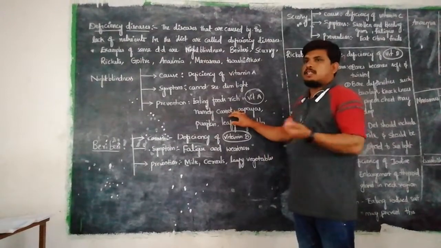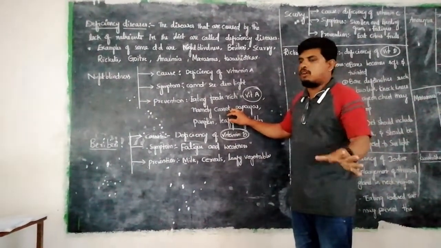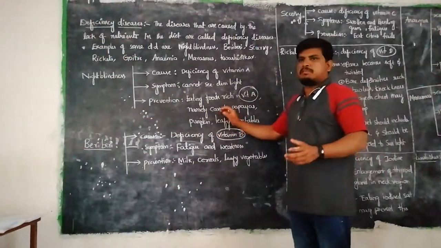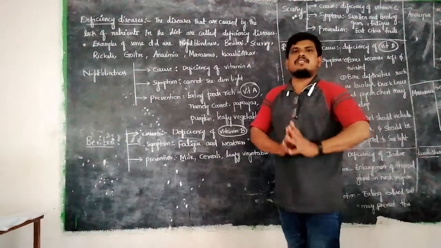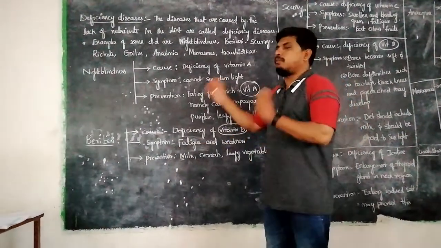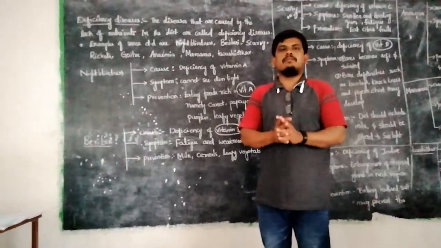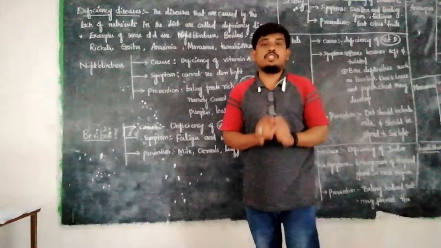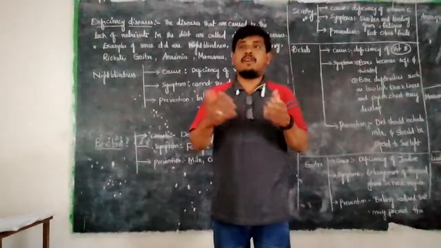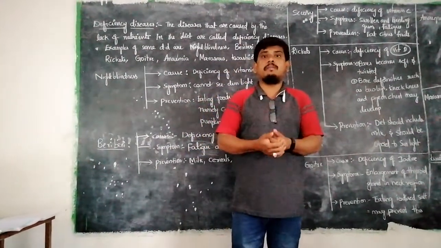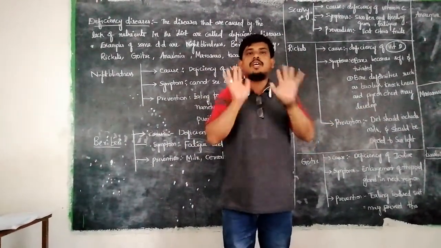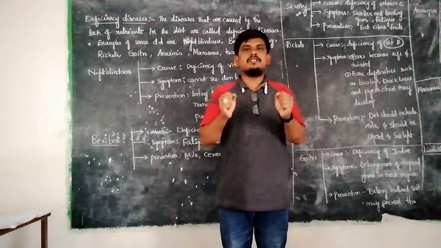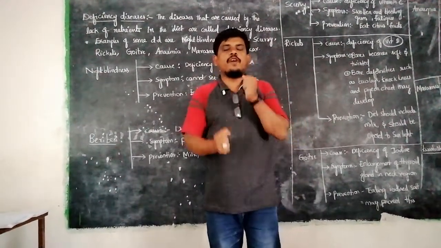See, papaya is not a seasonal fruit, it is available throughout the year. Pumpkin, leafy vegetables, carrot, tomato, all these things are very rich in vitamin A. So, if you take more vitamin A, you won't get night blindness. Moreover, children, now people will be reading a lot, because due to this pandemic you are stuck at home. Now the syllabus is huge, so you have to fight with your syllabus.